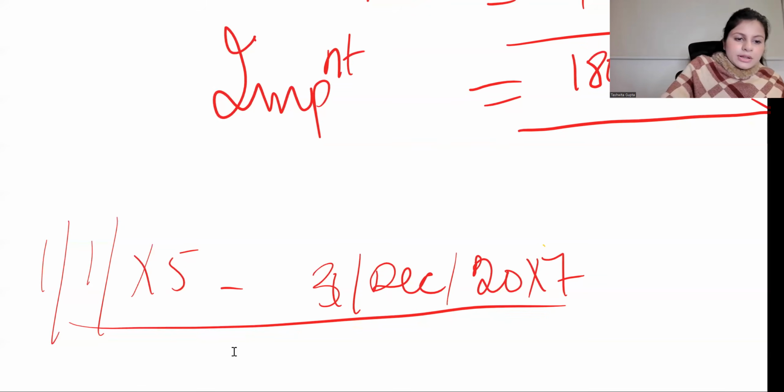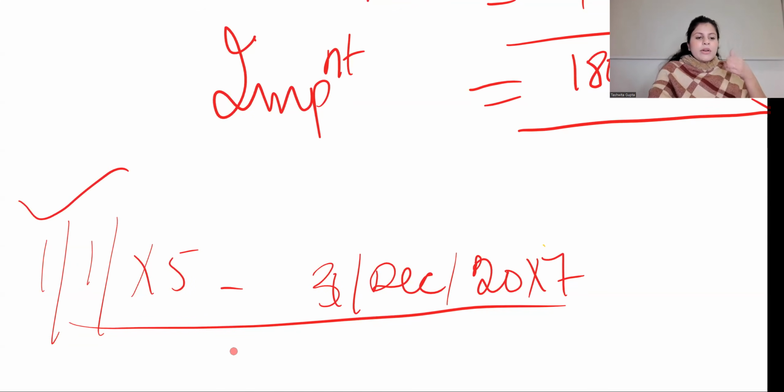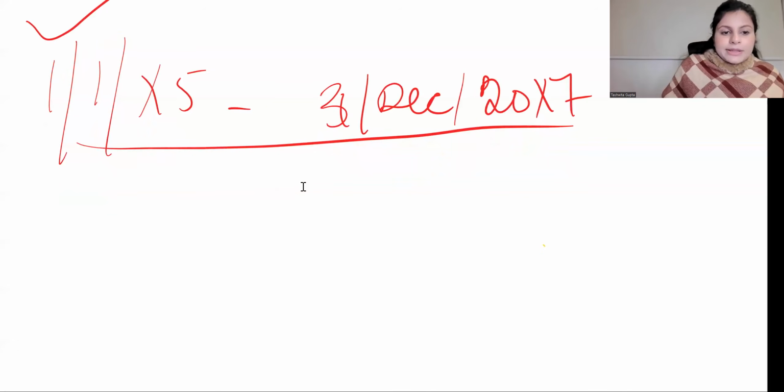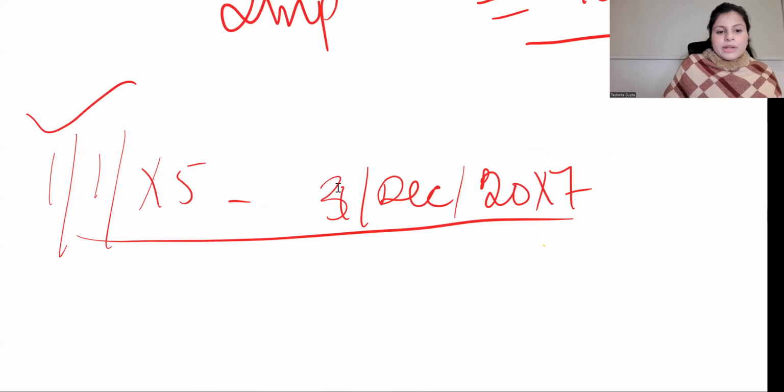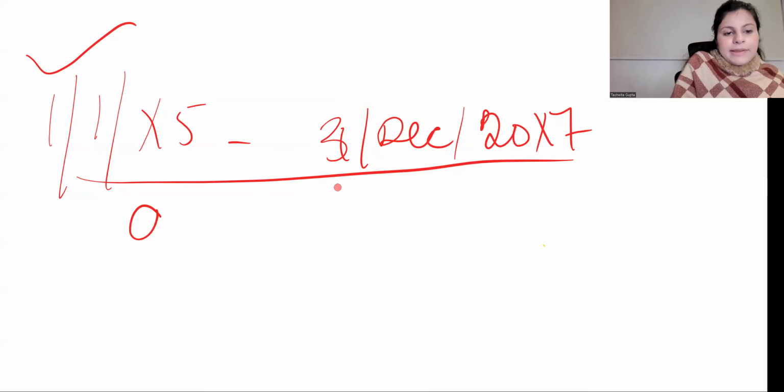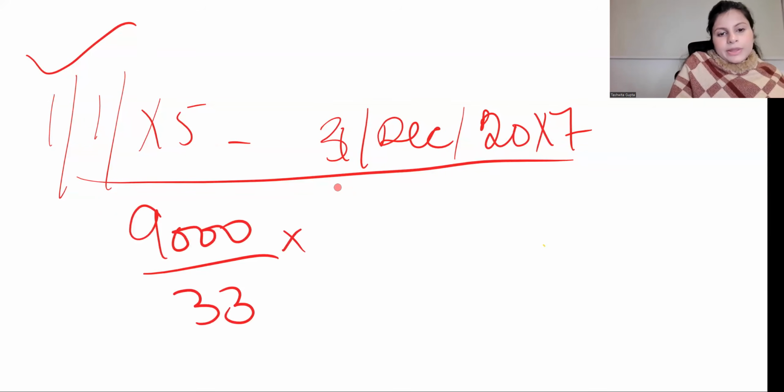Is this 2 years? The whole year of 2005, the whole year of 2006, the whole year of 2007. These are 3 years. So in total, 7 years have passed. So the remaining life is 33. So what would be my depreciation now? For these 3 years on 9,000, my depreciation would be divided by 33 with 3 years.